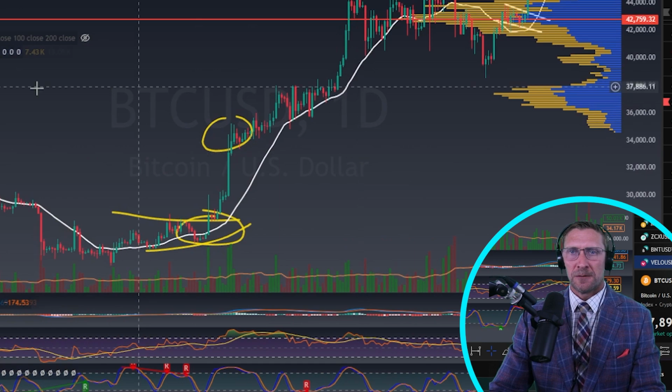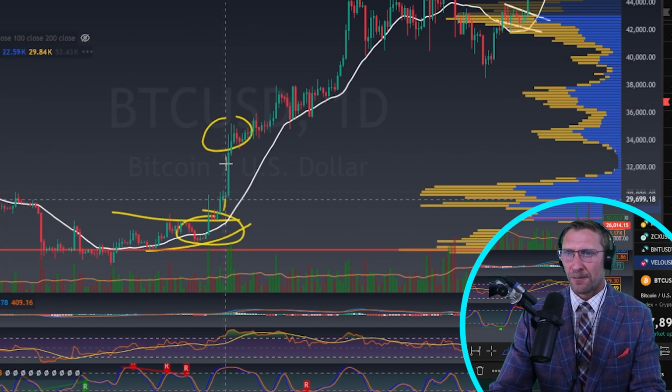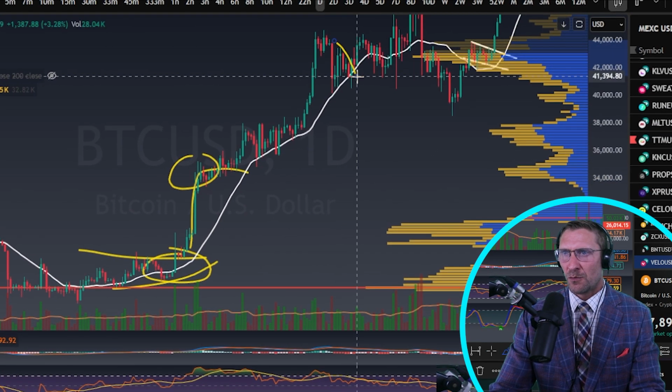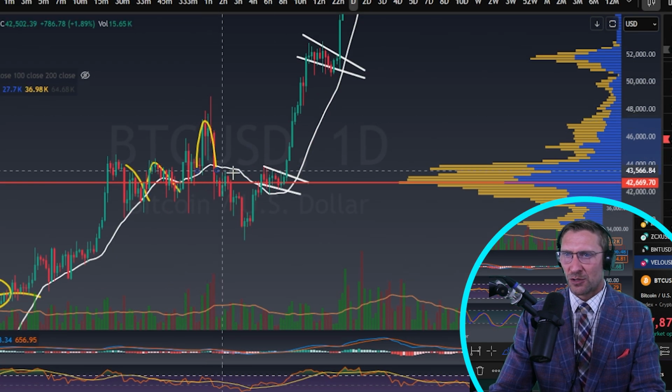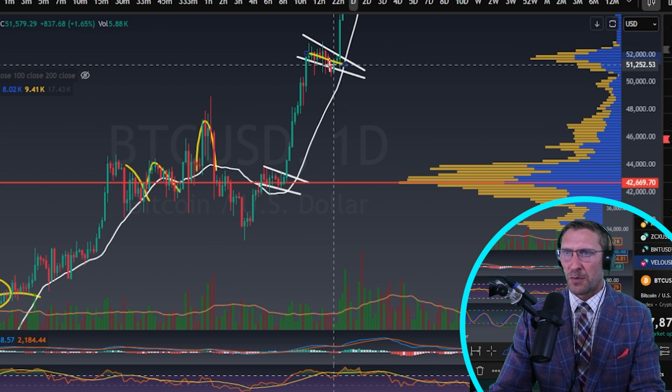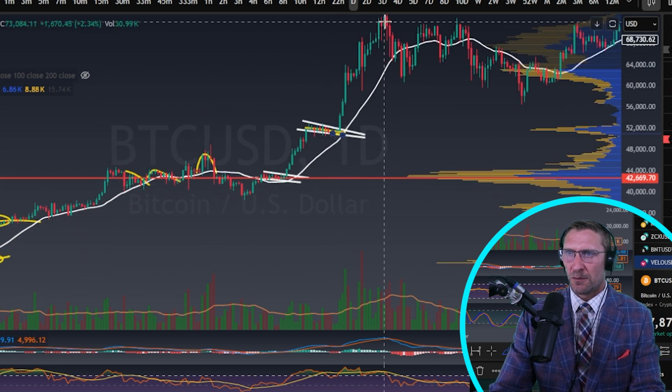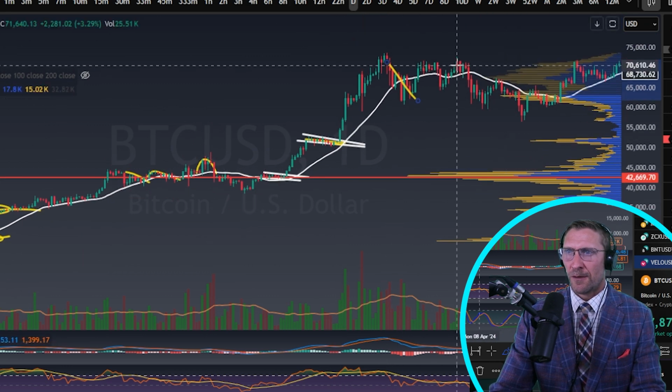But what you can see is every single time we pump, back to the 21. Even a little pump, back to the 21. Huge pump, back towards that 21. Huge pump, back to the 21.